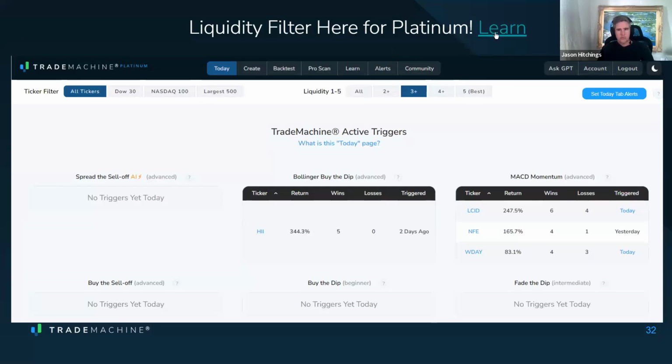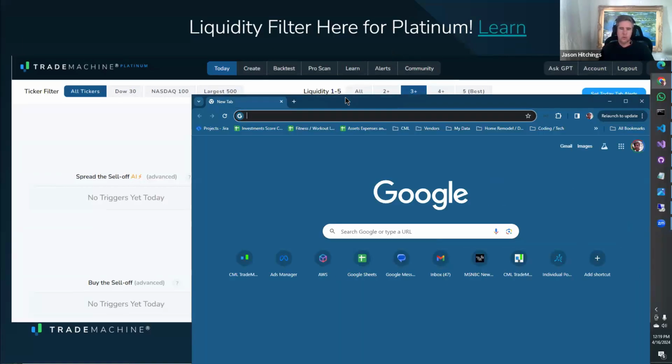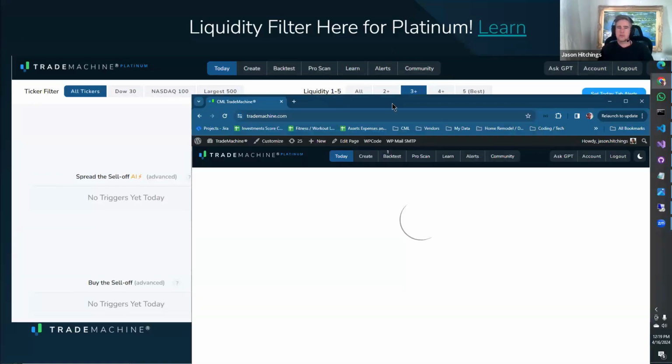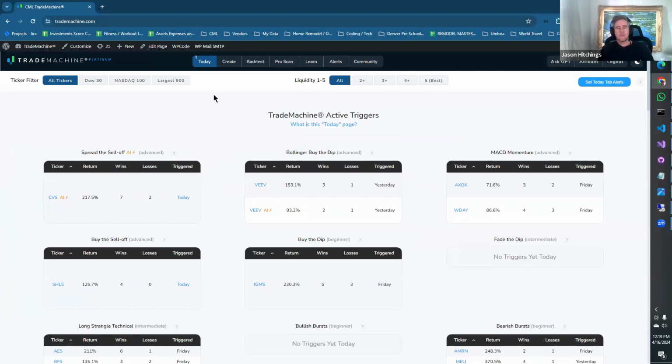Okay, so we mentioned liquidity filter, and that's currently available for Platinum members. Right up here, we see this liquidity filter. It functions much the same way that the symbol filter does here. This is filtering on what group it belongs to, either the Dow 30, the NASDAQ 100, or the largest 500 by market cap. So every time you move up on the scale, it will show the same or fewer results.